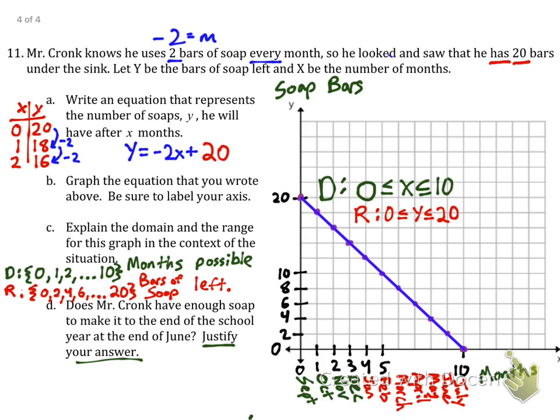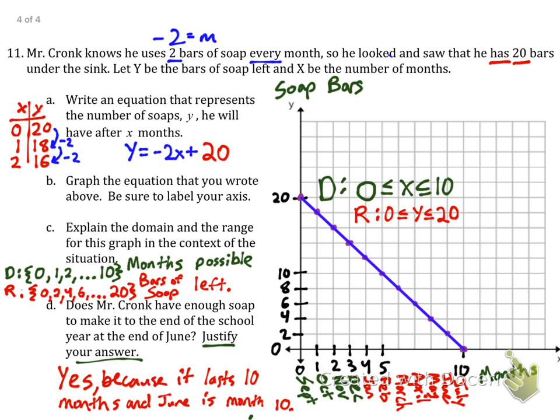I don't really care which month you start at as long as it's a reasonable one and one that makes sense. If you say, wait, no, 1 should be September, 2 should be October. Great, fine, say that and justify it. Here I justified it by writing them down. And so I want to say yes because it lasts 10 months, the soap bars do. And June is month 9. You notice here, I miswrote that. June is right there at month 9. So he's going to make it to the end of the year.